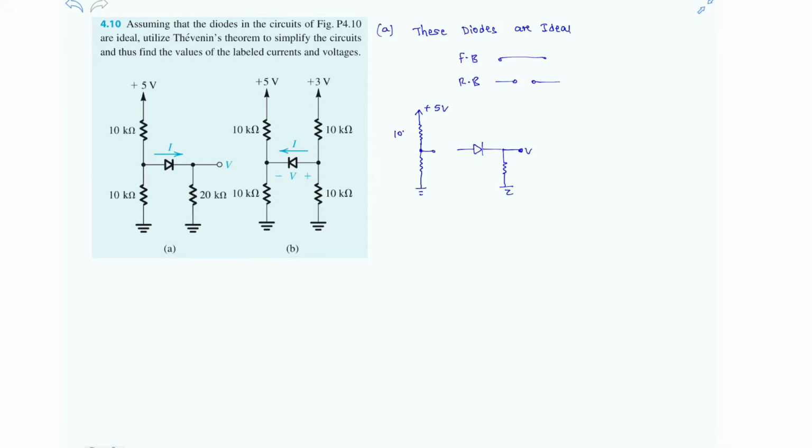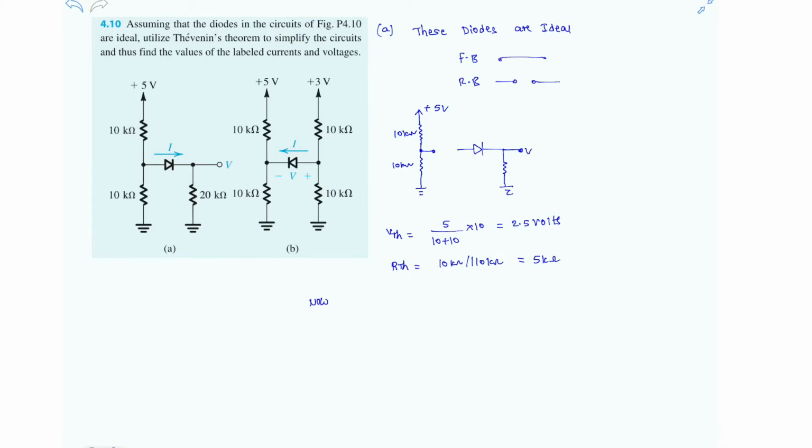So let's calculate what is the Thevenin's equivalent of this left side of the circuit. So V Thevenin is nothing but clearly 5 over 10 plus 10 multiplied with 10. This is simply a voltage divider equation. Here we will get 2.5 volts. And R Thevenin is simply a parallel combination of two 10 kilo ohm resistors. That is nothing but simply a 5 kilo ohm.